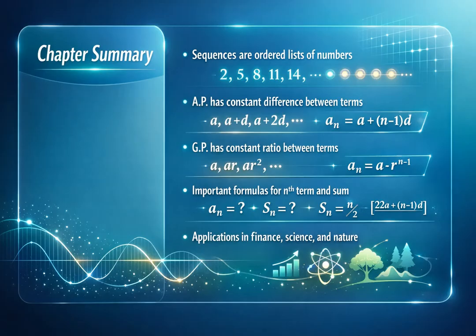In this chapter, we learned that sequences are ordered lists of numbers. An arithmetic progression has a constant difference between terms, while a geometric progression has a constant ratio. We derived important formulas for the nth term and sum of each type. These concepts have wide applications in finance, science, and nature. Thank you for joining Chapter 8 on sequences and series.